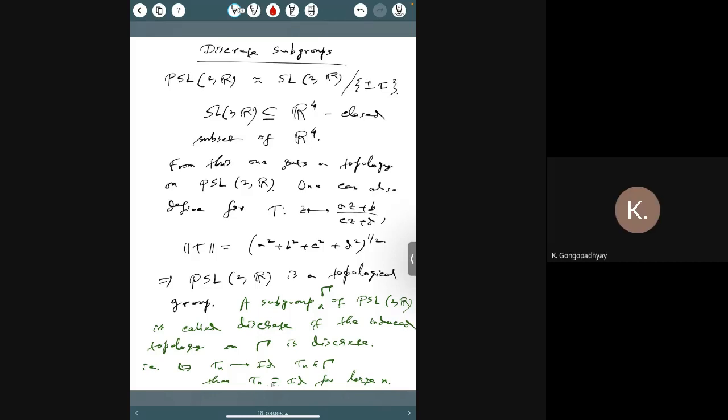The subgroup gamma of PSL2R is called discrete if the induced topology on gamma is discrete. All right. So equivalently, gamma is discrete if you have a sequence Tn from gamma converging to identity, then Tn will be equal to identity for sufficiently large n. Okay. So in other words, if identity is an open subset in the discrete topology in gamma, then it is discrete. All right. So this is the definition of discreteness that I have made.